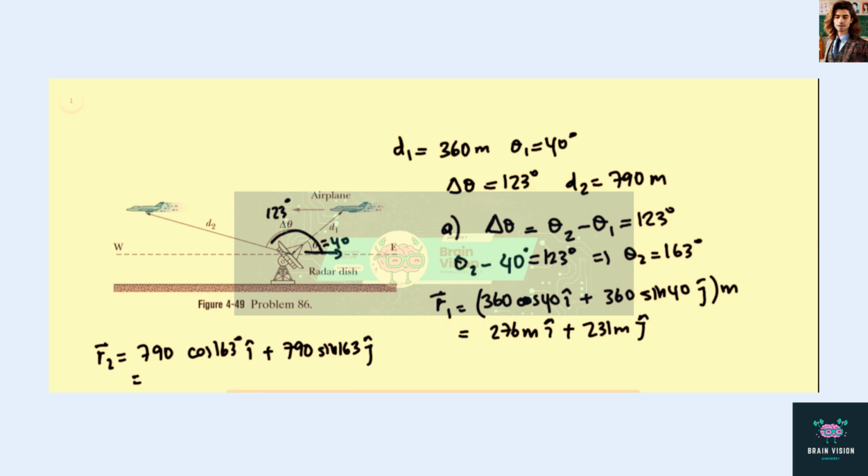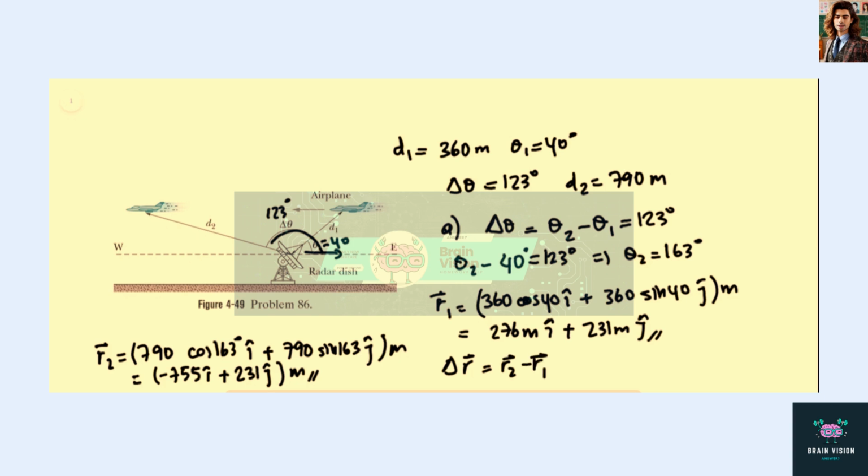From here, R2 can be found as negative 755 i hat plus 231 j hat. These are all in meters. So we have R1 and R2. So then our delta R that we're looking for, the magnitude of the distance traveled, is R2 minus R1 in this case.